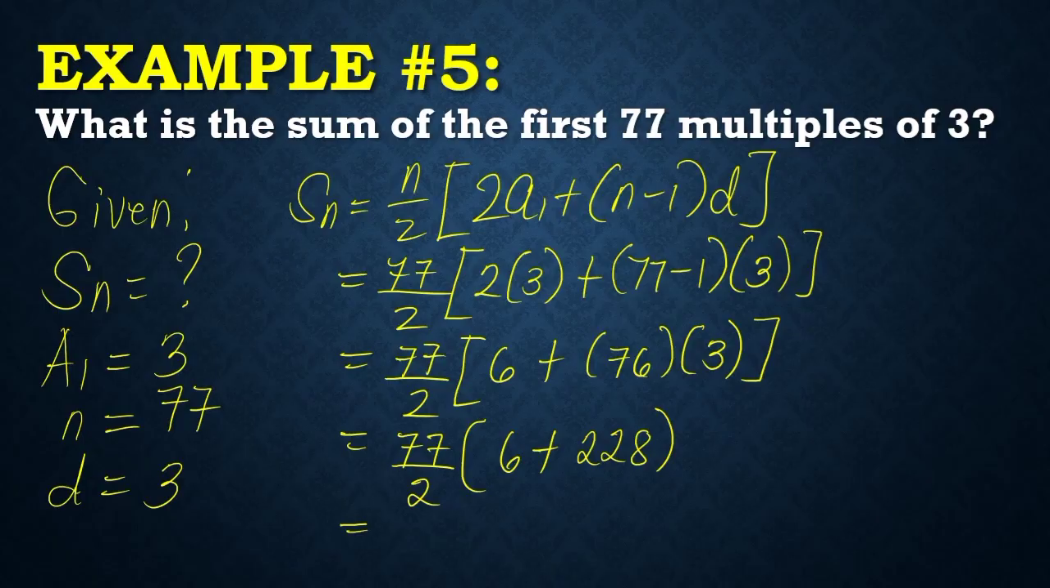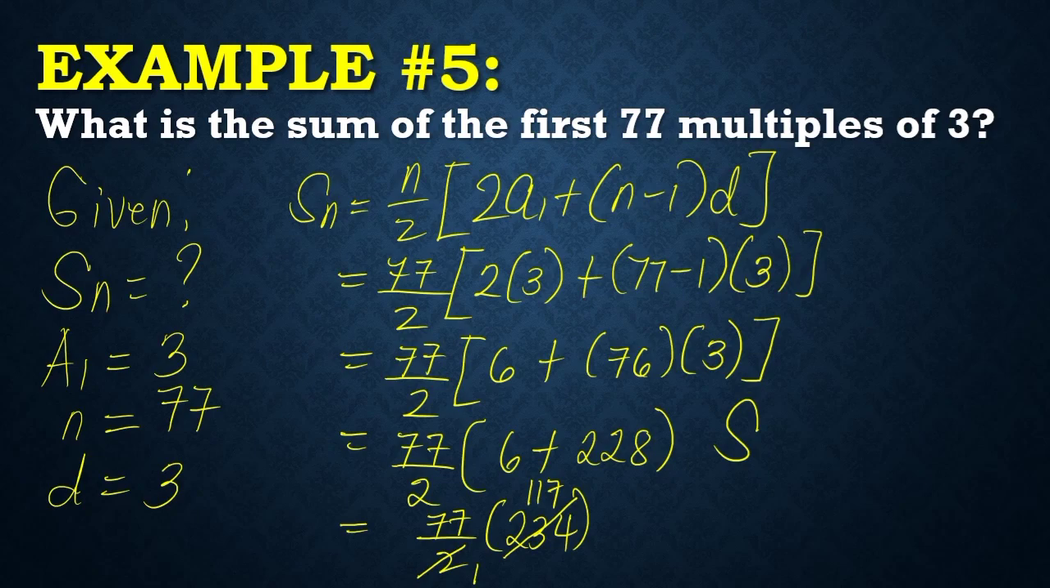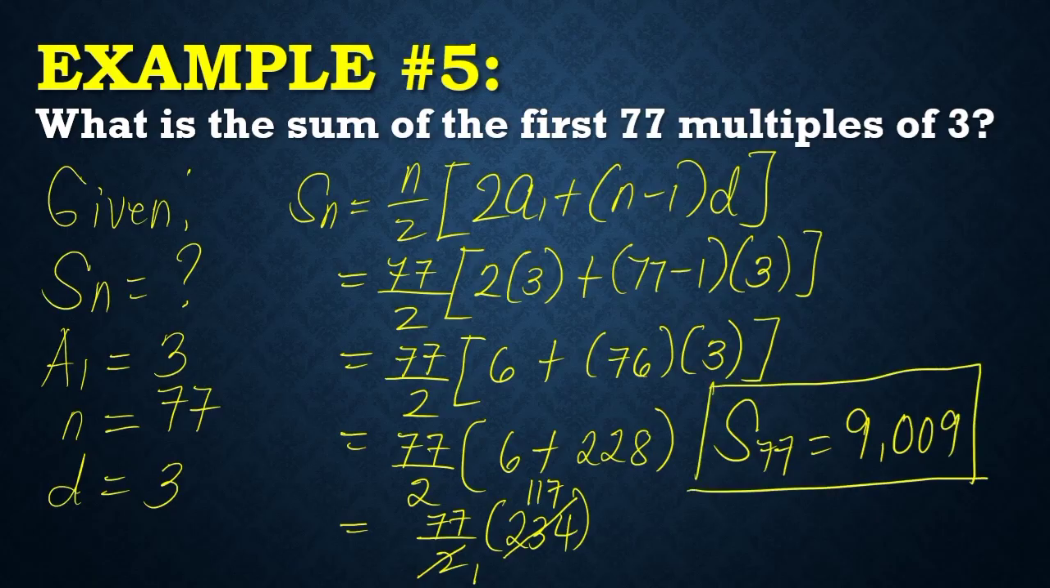And then, 77 over 2 times the sum of 6 and 228, that is 234. Now, we can cancel out 2 and 234 kasi may common factor sila na 2. So, 2 will become 1 and then 234 will become 117. Now, we will multiply 77 and 117. 77 times 117 is equal to 9,009. So, the sum of the first 77 multiples of 3 is 9,009.